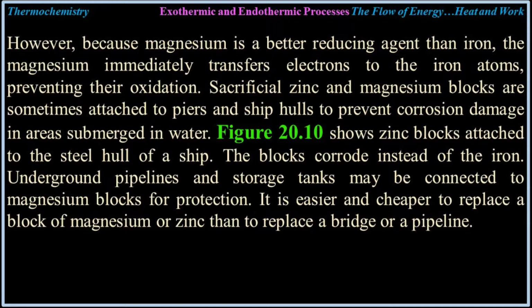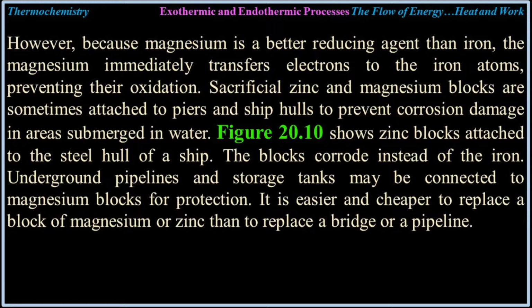However, because magnesium is a better reducing agent than iron, the magnesium immediately transfers electrons to the iron atoms, preventing their oxidation. Sacrificial zinc and magnesium blocks are sometimes attached to piers and ship hulls to prevent corrosion damage in areas submerged in water. Figure 20.10 shows zinc blocks attached to the steel hull of a ship. The blocks corrode instead of the iron.